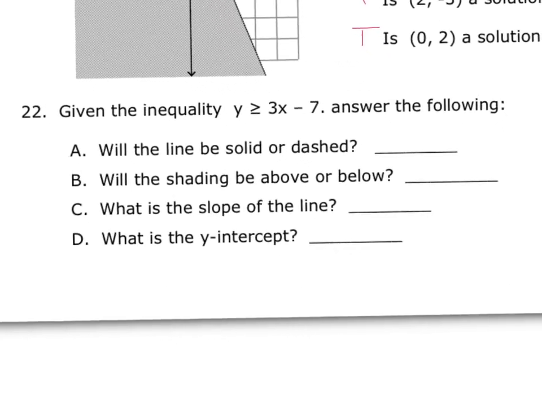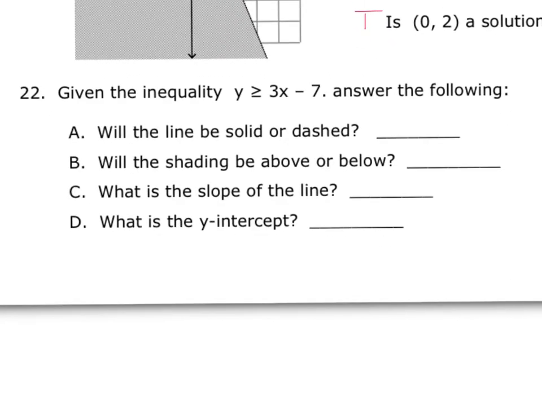Okay, 22. Given the inequality y is greater than or equal to 3x minus 7, answer the following. Will the line be solid or dashed? Well, in order to figure that out, we just see if it's equal or not equal to. We see that there is an equal sign, so it will be solid, so we will include the values. So solid.